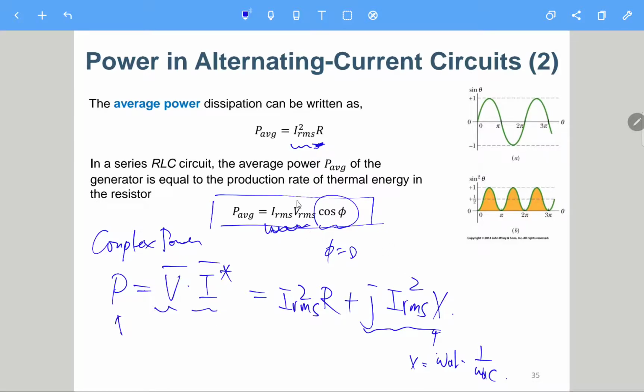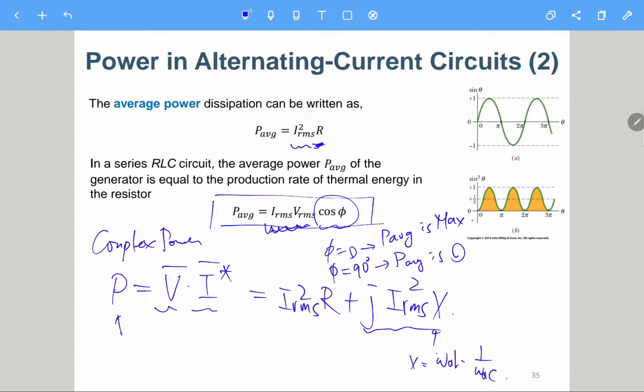Yeah, and now as much as there may be some phase difference, we need to multiply by this factor called the power factor, which is cosine of phi. And you can simply imagine that if phi is 0, then this term is 1, then P average is I RMS V RMS. So P average is maximized. If phi is 90 degrees, then cosine 90 degrees is 0, then P average is 0.